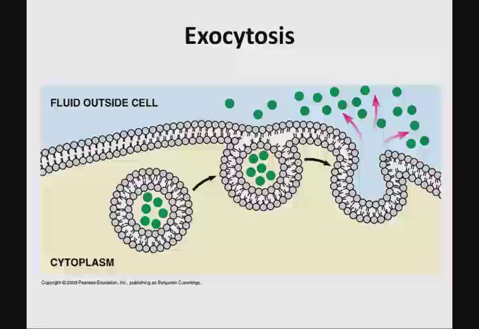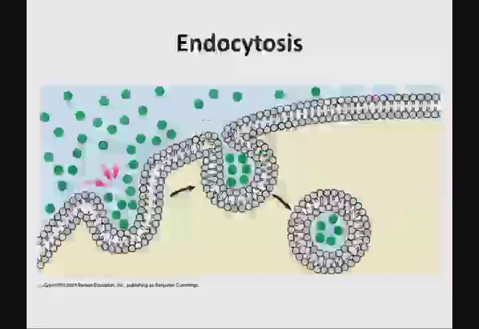Remember, a transport vesicle from the Golgi that's headed for the plasma membrane actually fuses with the plasma membrane and releases its contents outside the cell. Right? So we do this when we want to secrete a protein, antibodies, hormones, what have you. Exocytosis. You can do the reverse, endocytosis.